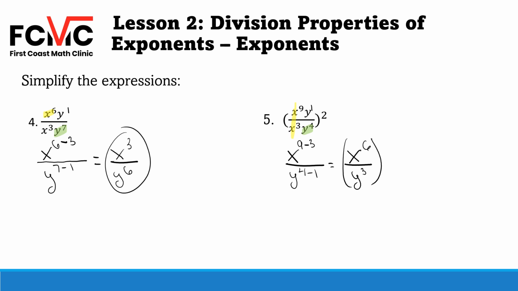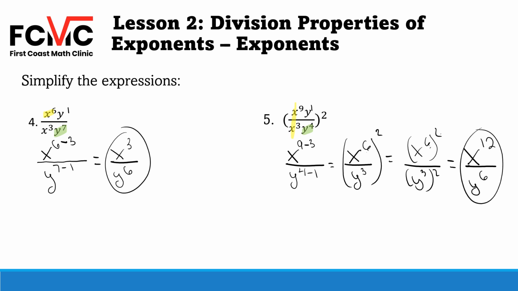And then let's put that exponent of 2 back. Now we've got a quotient to a power. So let's raise our x to the 6th to the 2nd, y to the 3rd to the 2nd. So we're raising our numerator and denominator to the 2nd power. Power to a power, we're going to multiply. So that's going to give us x to the 12th over y to the 6th, and that's going to be our answer. Let's move on to example 6.